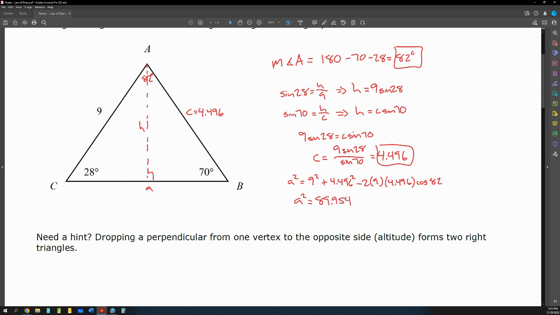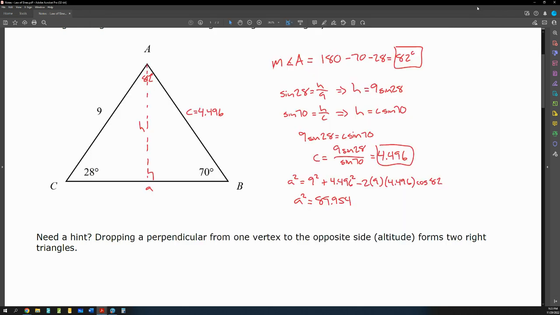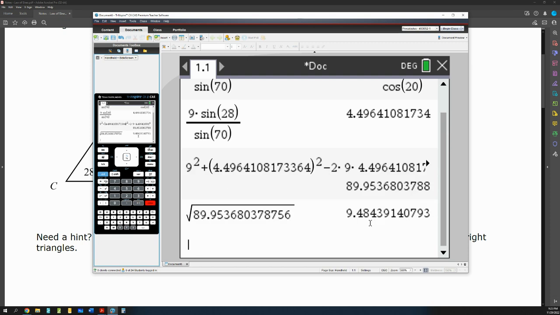Before I continue, one thing to note is you might have noticed that I keep using answer in my calculations in the Inspire. The reason is I don't want to round until the very end. If there's an opportunity to use previous calculations directly as inputs in new calculations, use that. Don't round your answers until the very end, otherwise you might have some margin of error. Okay, back to this. We're going to take the square root of both sides, and that's going to give us the side length a. So I'm going to take the square root of answer, and that gives us 9.484.